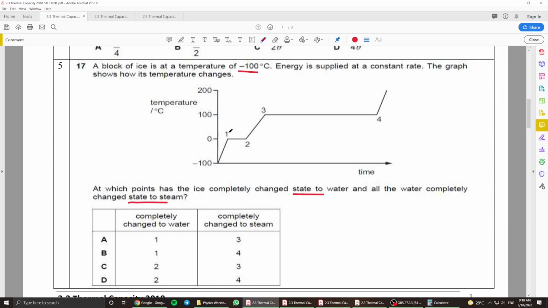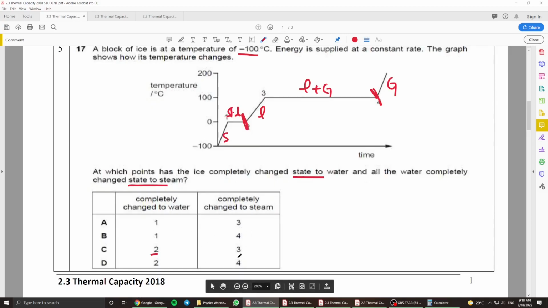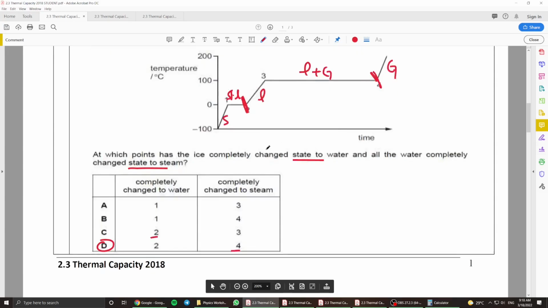Now in order for it to completely change state, it is basically going to be here and here, right? Because if this is solid plus liquid, this is fully liquid, this is liquid plus gas, and then this is fully gas, right? So completely changing into water is definitely number 2, and completely changing into steam is definitely number 4 here. So the answer is D in this question.